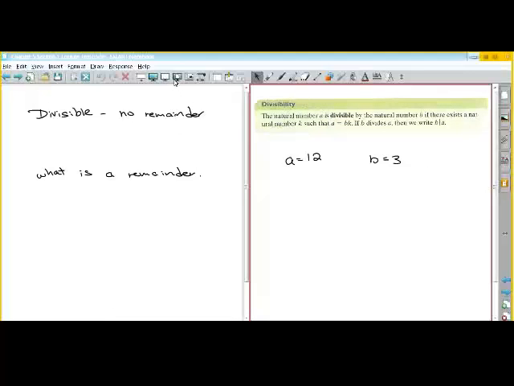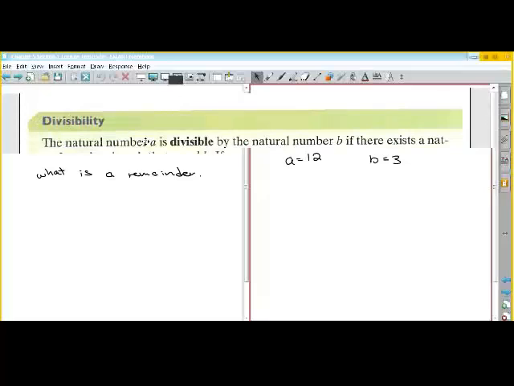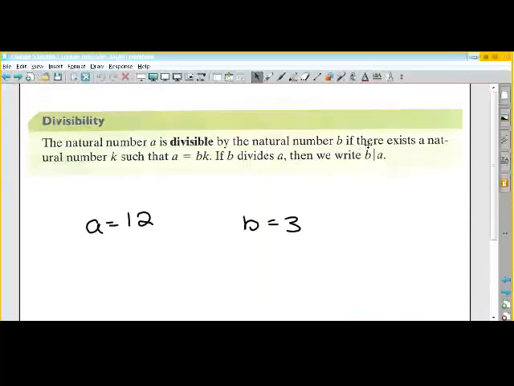So here's the definition that's in your book. A natural number A is divisible by the natural number B if there exists a natural number K such that A equals B times K. And if that happens, we can say that B divides A. So here's an example of a number A. It's a counting number. And this is another counting number, B. It's greater than 1. It's things you can count on your fingers or toes.